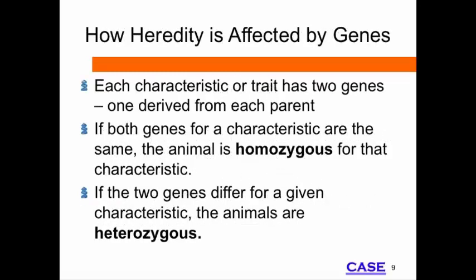Each characteristic or trait has two genes, one derived from each parent. If both genes for a characteristic are the same, the animal is homozygous for that characteristic. If two genes differ for a given characteristic, the animals are heterozygous.